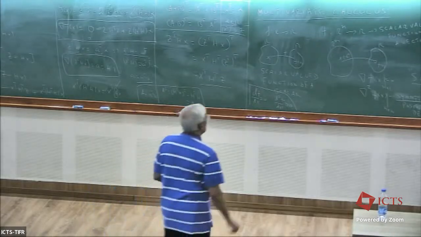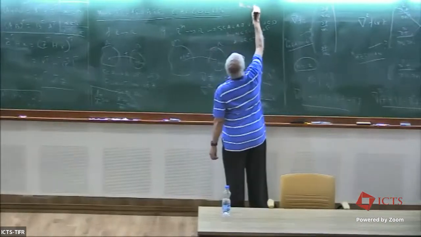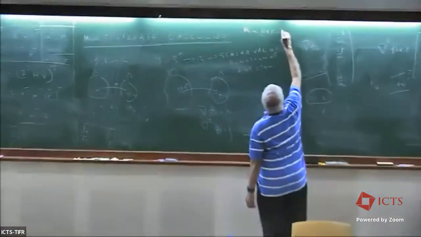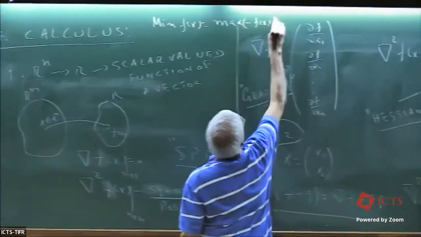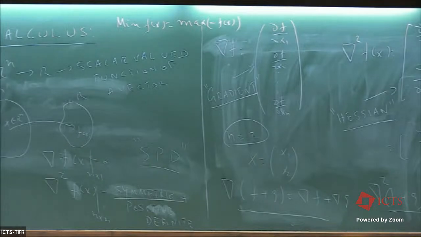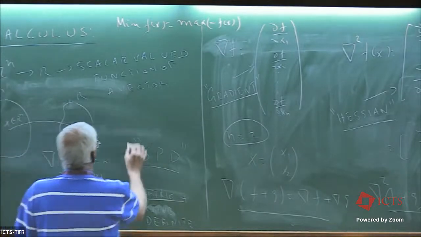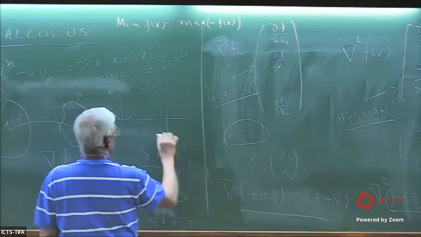And you should also know the following. The minimum of f of x must be equal to the maximum of minus f of x. And that should be easy for you to think. Minimum, I have a parabola. Maximum, just simply invert it.